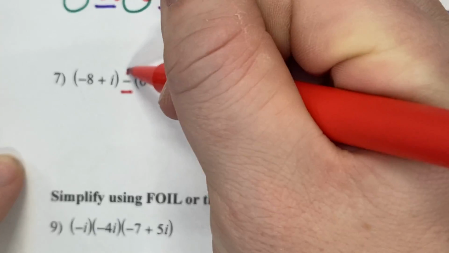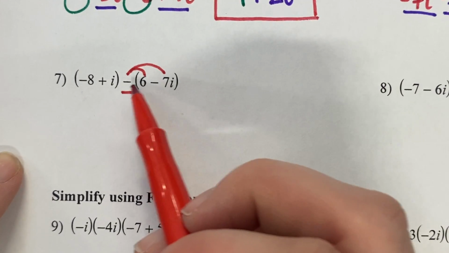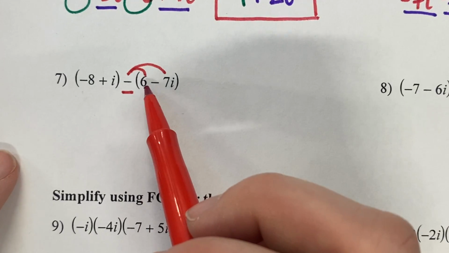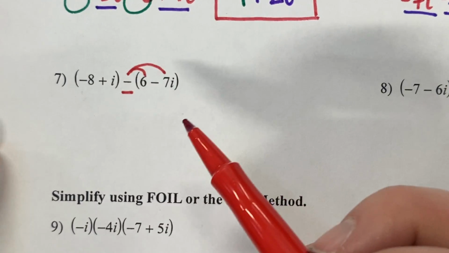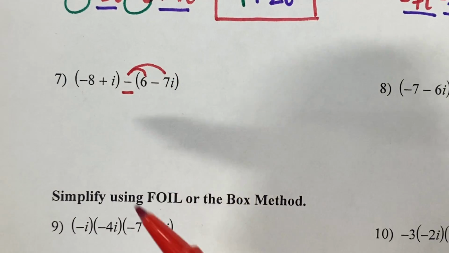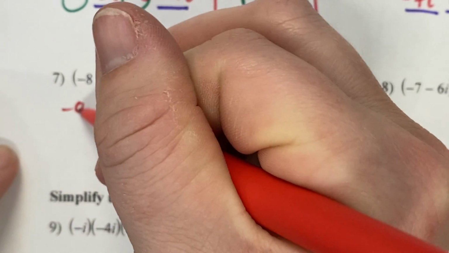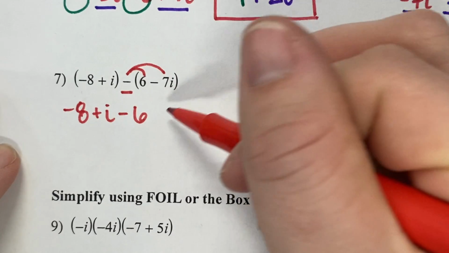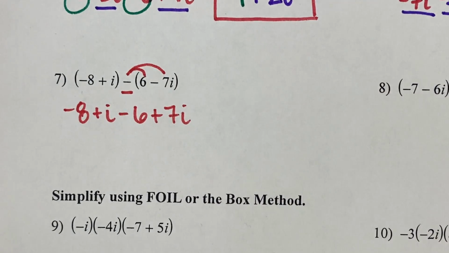Okay, number 7. Now we have a subtraction sign in the middle. Okay, and what this does, it's technically saying negative 1 times positive 6, and negative 1 times negative 7i. Well, when we multiply a negative times a positive, it changes to a negative. Negative times a negative changes to a positive. That's why those signs after it change. Again, these guys stay the same. So we have negative 8 plus i minus 6 and plus 7i, because those signs now changed.